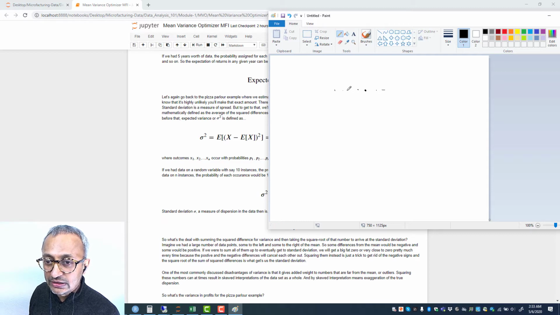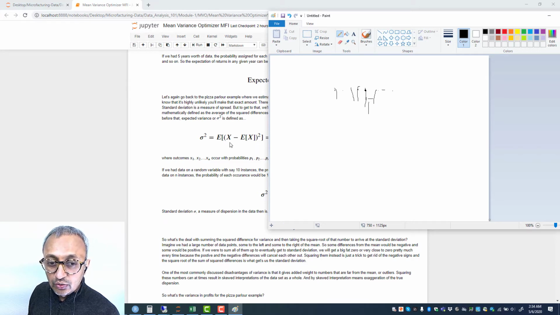So you're going to have all these different data points around this mean, right? How far away is this from this? Okay, that's x minus ex. How far away is this from this? Okay, which is x. So this is x1 minus ex, this is x2 minus ex, and so on, right? So you have all these different measures, right?